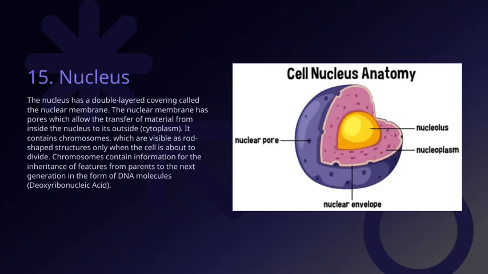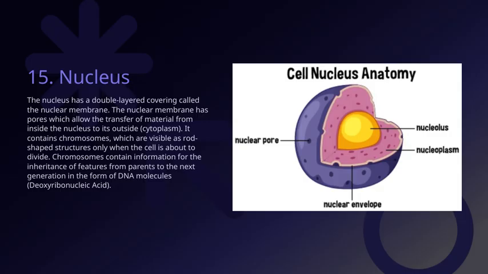Let's take a closer look at the nucleus, which is often called the control center of the cell. It has a double-layered covering known as the nuclear membrane, acting like a protective barrier. This membrane isn't just a simple boundary, it has tiny pores, which are crucial because they allow materials like molecules and signals to pass in and out of the nucleus. This exchange is vital for the cell's functions.